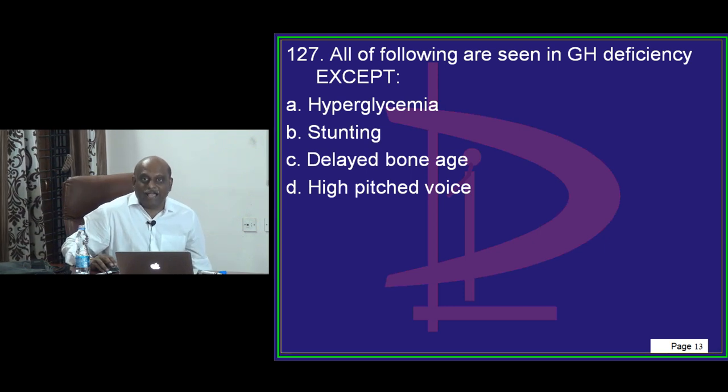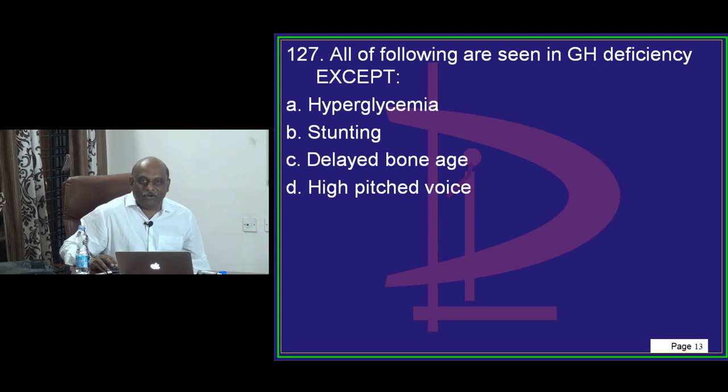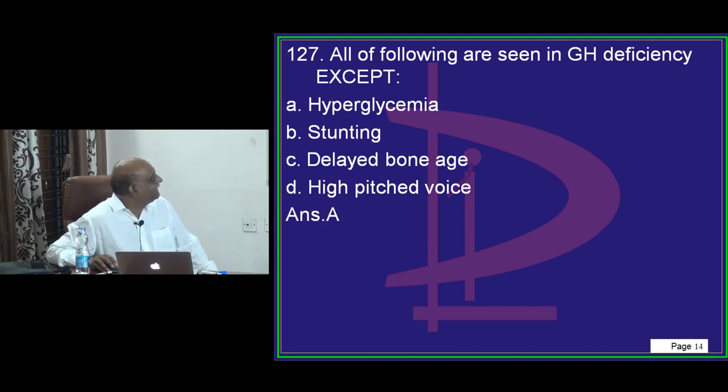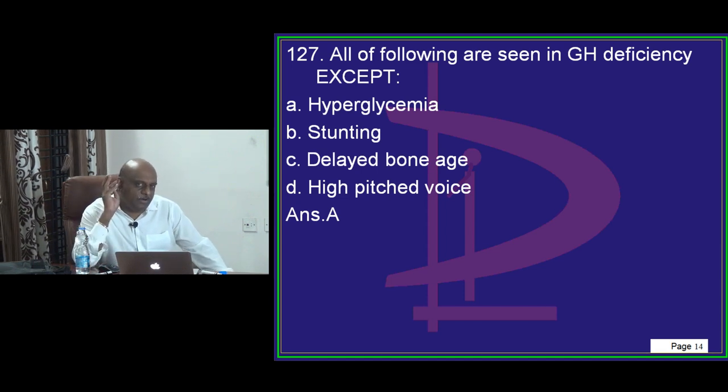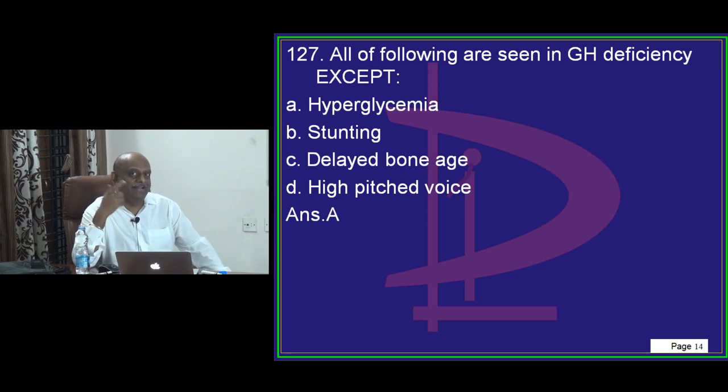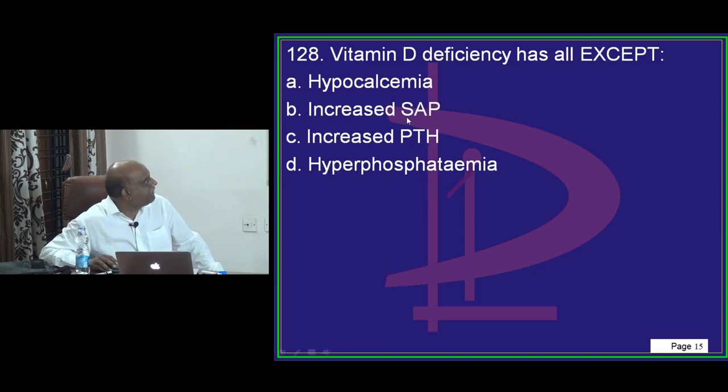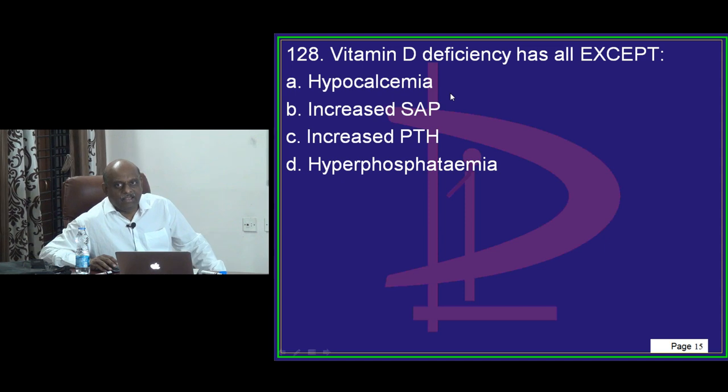Upper esophageal, absolutely, Abhishek. Yes. Questions are simple, answers are complex. Very good. Hypoglycemia, you should remember, catecholamines, growth hormone, thyroxine, they all lead to hyperglycemia, is what you need to remember. Steroids, vitamin D deficiency has all these things except what? Question number 128.